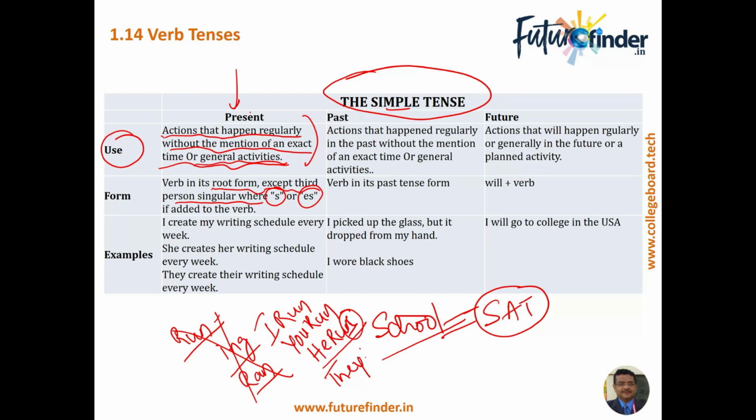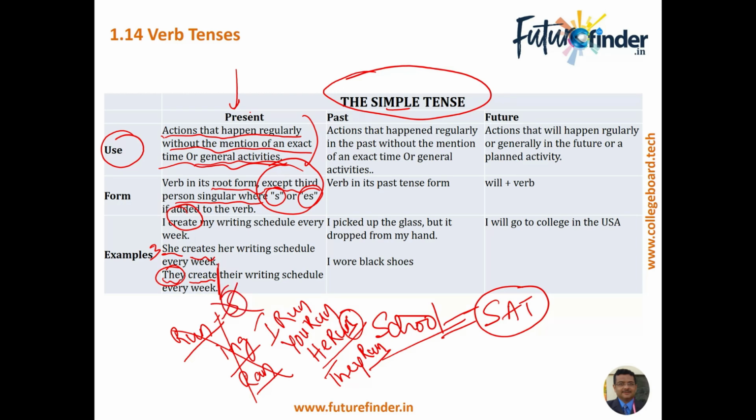Still no s, it's they run, right? So the only exception out here is the third person singular where s or es is added. I create my writing schedule every week. I create. Okay, so it is something that happens regularly, generally. And there are some examples, as for example, she creates, which is again a third person singular, and they create, right? Again, you can see that once it becomes a plural, no s is required. So s is not required.